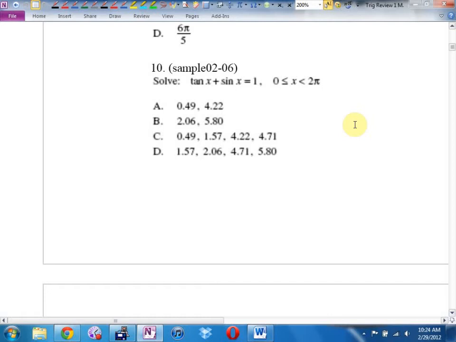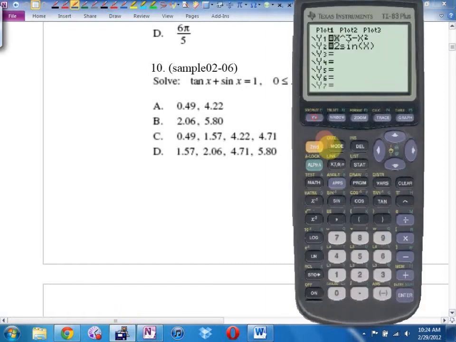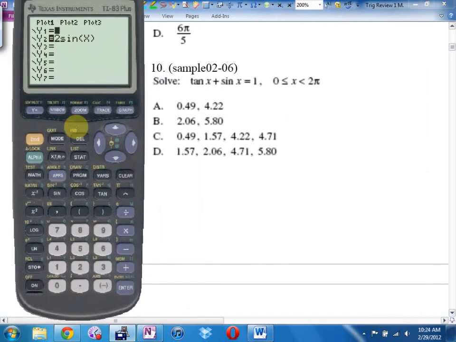Is that big enough, Carly, for you to read? Good, then solve it. Go, all of you. And tell me, is the correct answer A, B, C, or D? Notice the domain restriction between 0 and 2 pi, so make sure you change your window accordingly.